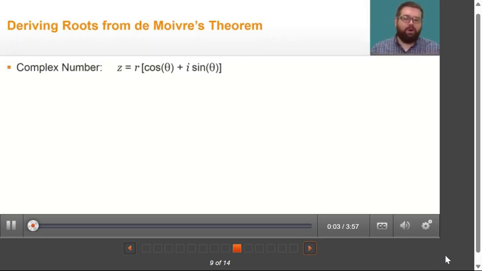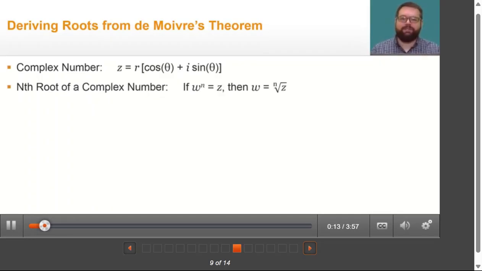We've seen how De Moivre's theorem can be used to compute powers of a complex number. But what about working in the opposite direction? That is, can a formula be developed to determine the roots of a complex number? Let's take a look. If w to the nth power is equal to z, then w would represent the nth root of the complex number z, and would be the solution to the equation w is equal to the nth root of z.